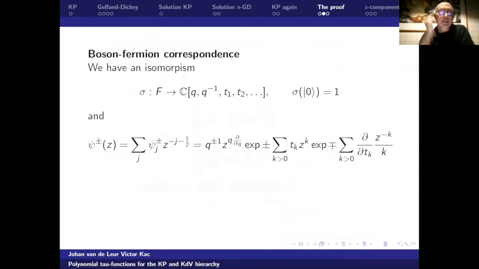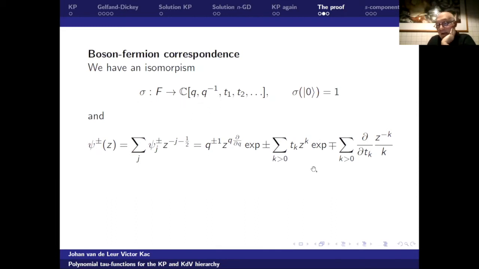And then there's what is called the Boson-Fermion correspondence. This spin module for the Clifford algebra, you can realize in a different way: as some polynomial algebra in the T's and some, well, Laurent polynomials in Q and Q inverse.